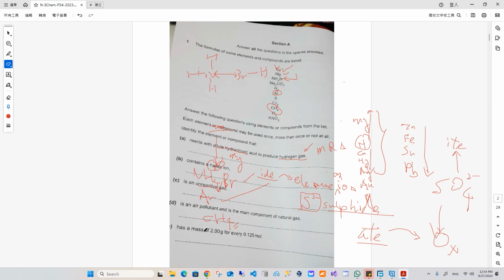Has a mass of 2 grams for every 0.125. Okay, so this is number of moles. This is mass over Mr. So number of moles 0.125 equals mass over Mr. So the Mr equals 2 divided by 0.125, sorry, 0.128.